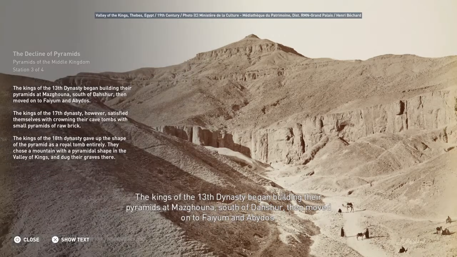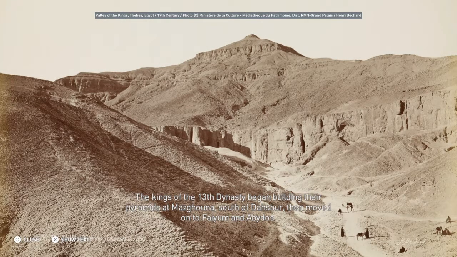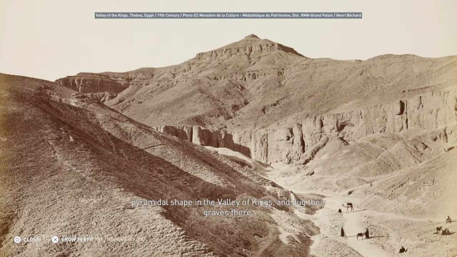The kings of the 13th dynasty began building their pyramids at Mazguna, south of Dahshur, then moved on to Fayum and Abydos. The kings of the 17th dynasty, however, satisfied themselves with crowning their cave tombs with small pyramids of raw brick. The kings of the 18th dynasty gave up the shape of the pyramid as a royal tomb entirely. They chose a mountain with a pyramidal shape in the Valley of Kings and dug their graves there.